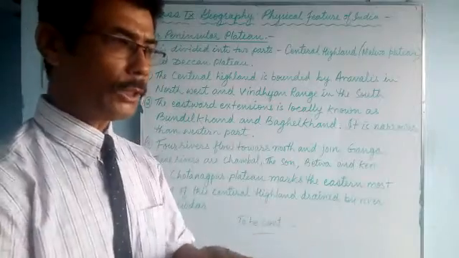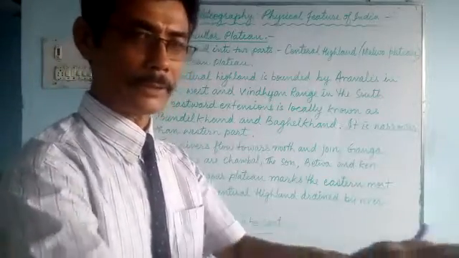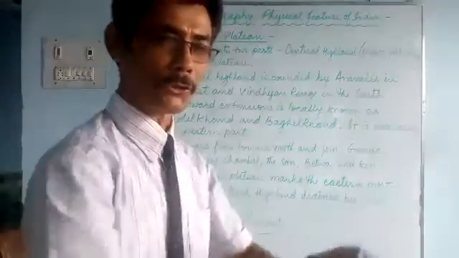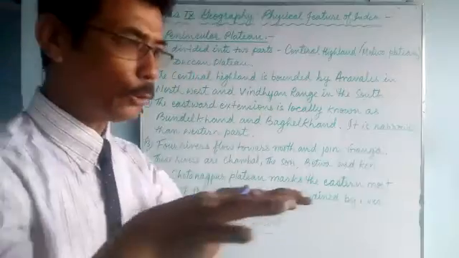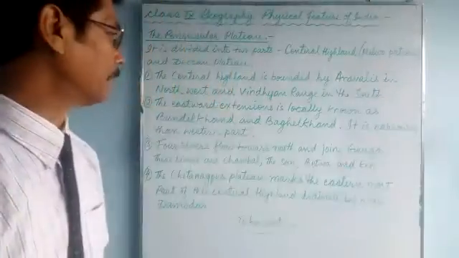This shows the slope of these Central Highlands. The slope is towards the north. That's why the rivers flow towards the north and join River Ganga.